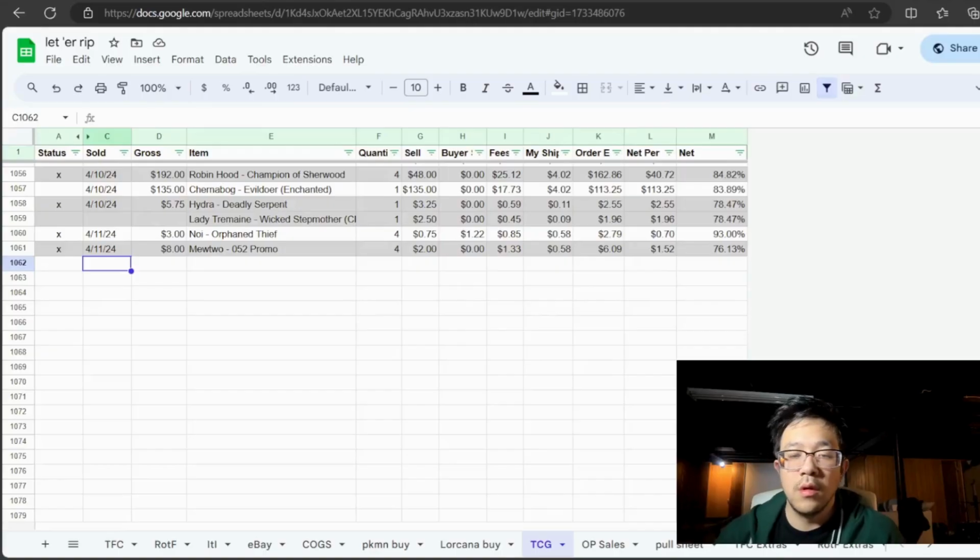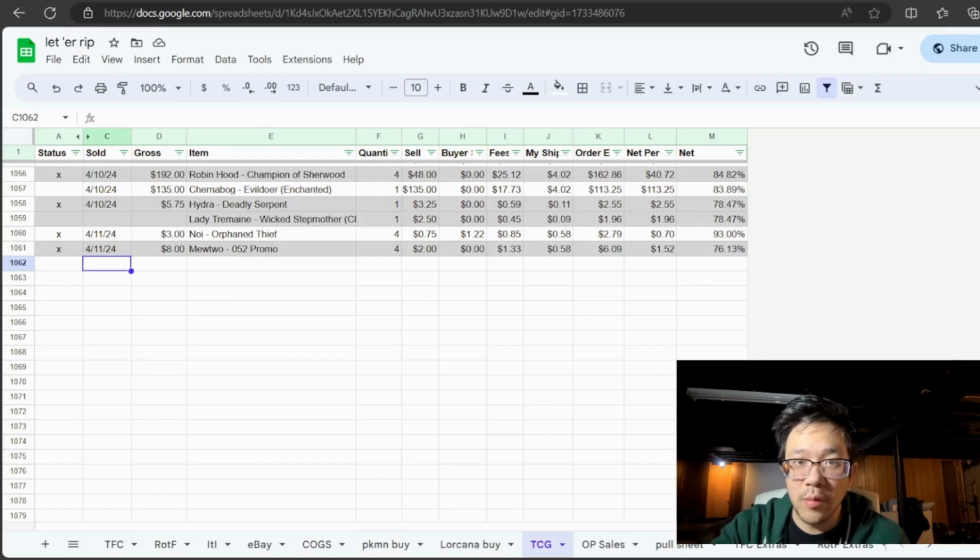So this is my spreadsheet that I use for every single sale that I make, and also every single purchase that I make. And I'm going to show you my entire process of what I do to make sure that I keep track of everything, and also to help me make sure that I'm making money.